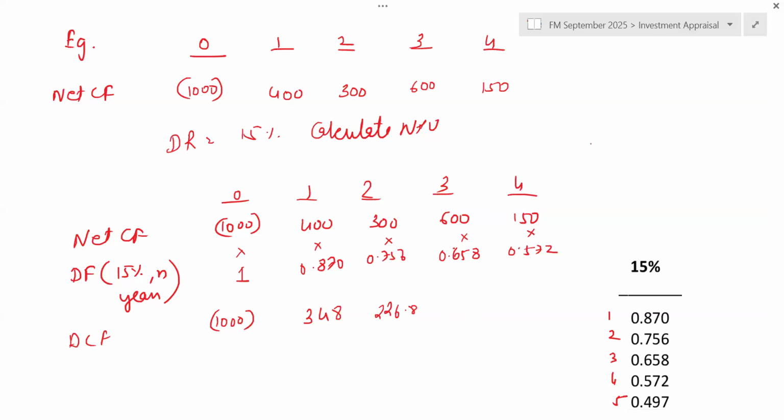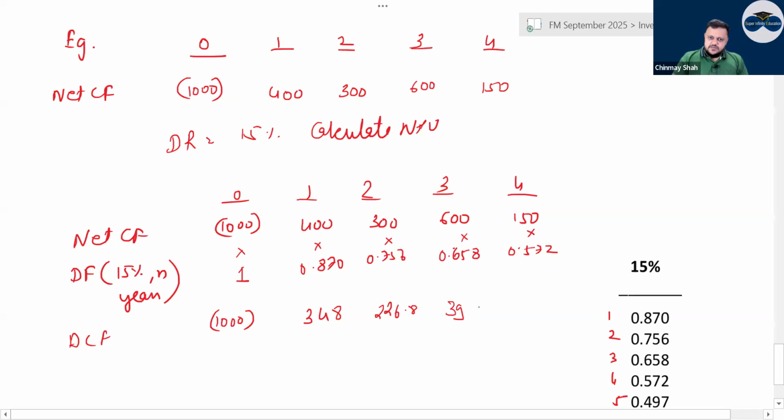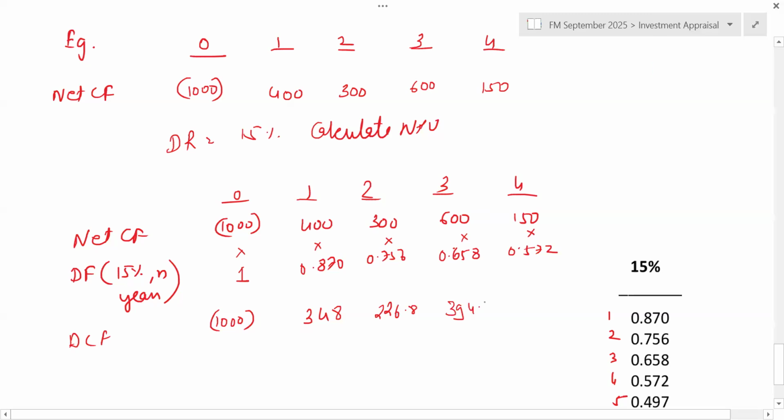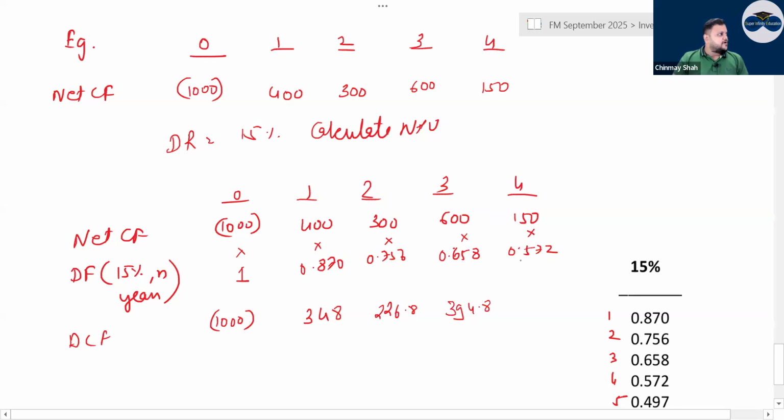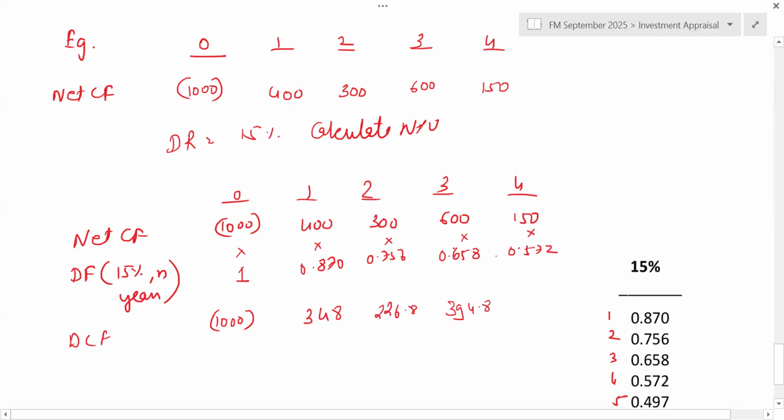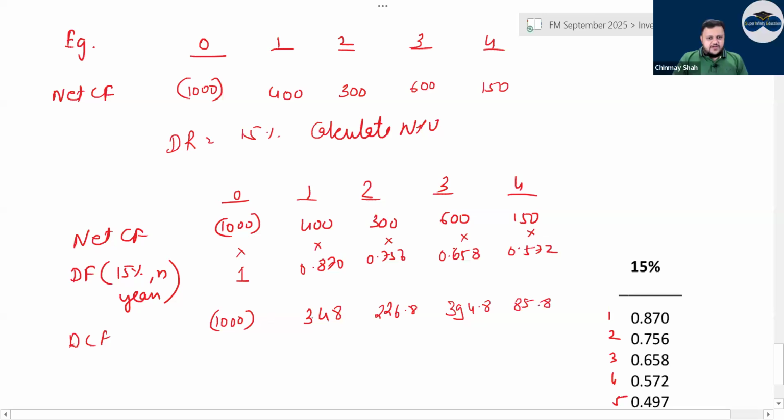Third year 394.8. 150 into 0.572: 85.8. Then add all of them together to get your NPV directly.